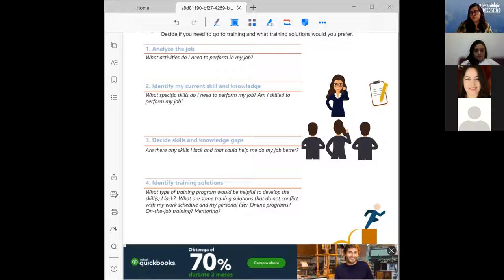Remember, what you're going to share with your partners is your answers for each of the questions. Okay. For number one, what activities do I need to perform in my job? I need to perform the process of purchase.